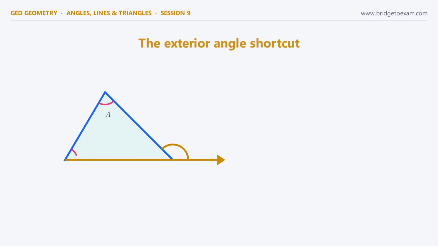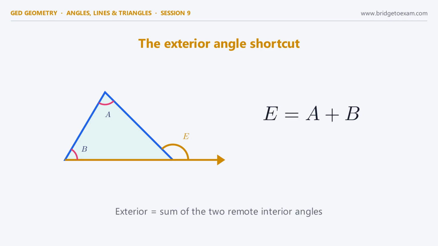Here's the setup. Take a triangle and extend one of its sides, straight past a corner. The angle between that extension and the next side is the exterior angle. And here's the shortcut. The exterior angle equals the sum of the two remote interior angles, the two angles inside the triangle that are farthest from it. One addition, and you have your answer.